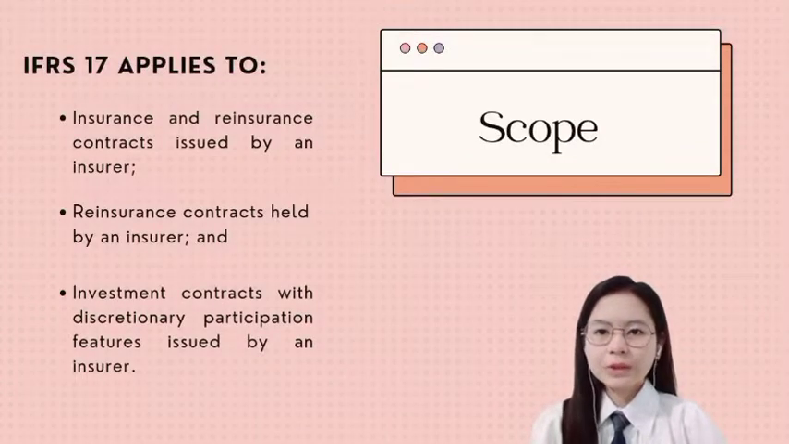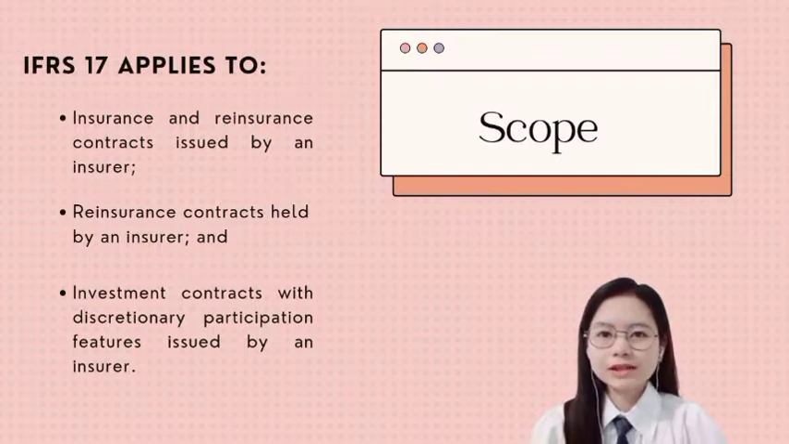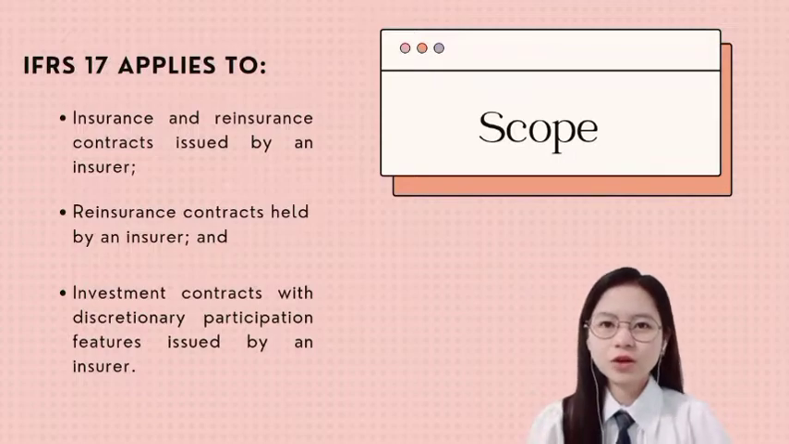An entity shall apply IFRS 17 insurance contracts to the following. First, ina-apply siya sa mga insurance and the insurance contracts na in-issue ng insurer. Second, ina-apply siya sa reinsurance contracts held by an insurer. And third, ina-apply din yung IFRS 17 sa investment contracts with discretionary participation features na in-issue rin ng insurer. Provided na aside from the investment contracts, nag-i-issue din na insurance contracts yung entity.